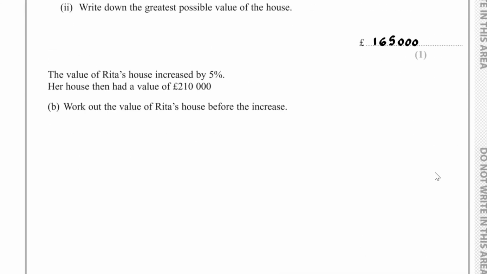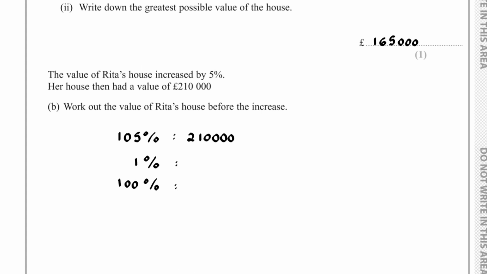Then for the next part, the value of Rita's house increased by 5%. A house then had a value of £210,000. We have to work out the value of Rita's house before the increase. So if it increases by 5%, that means the 105% would correspond to the £210,000.